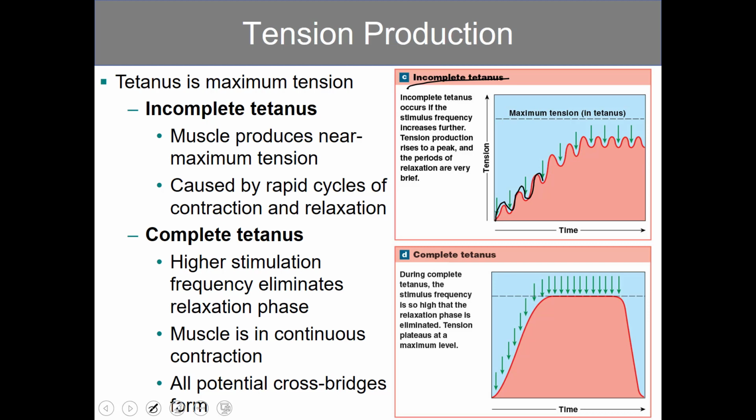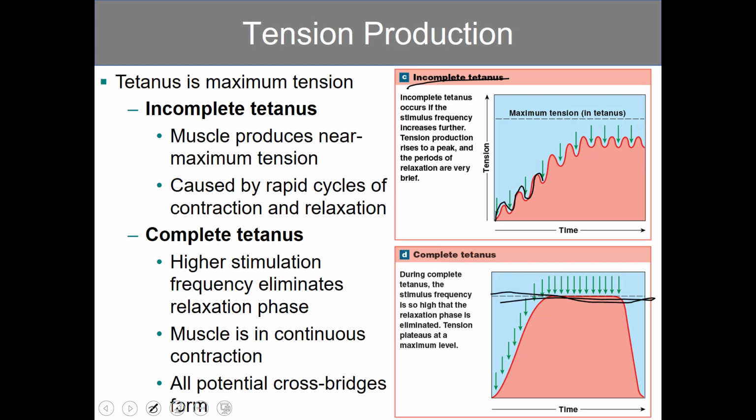Complete tetany is when the stimulation is so quick that you eliminate the relaxation phase completely. So there's zero relaxation. The muscle is in a continuous state of contraction. All potential cross bridges are formed. You get this maximum tension production.